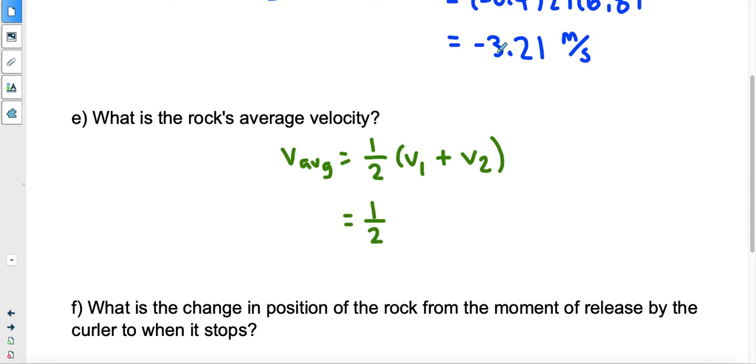So that tells us the initial velocity has to be 3.21 meters per second. We know the final velocity when the rock comes to a stop: it's not going to be moving when it comes to a stop, so the final velocity is going to be 0. If we plug this into our calculator, we get 1.605 meters per second.